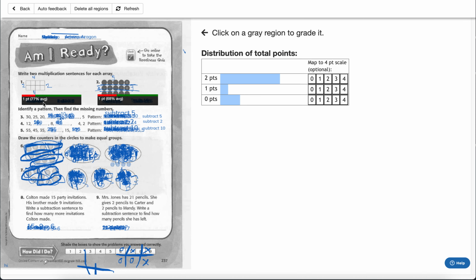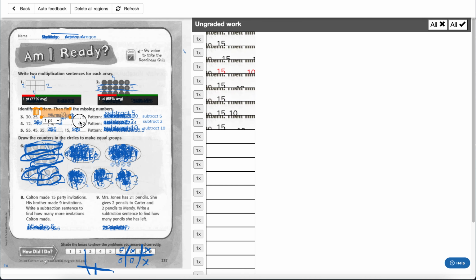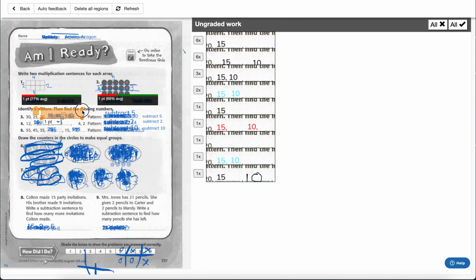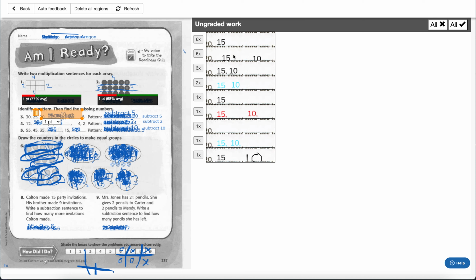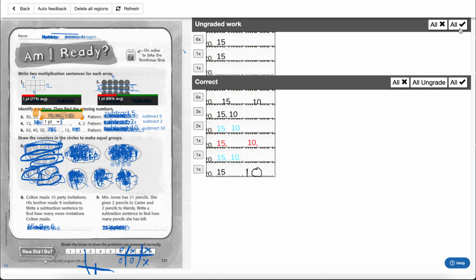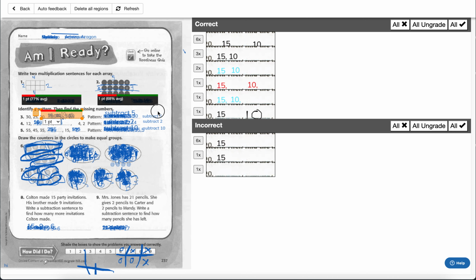And you can see that Skies is already keeping track of how the class as a whole is doing. 77% got the first question correct. 68% got the second question correct. This is already useful information to get. Okay, the next part is identifying patterns. Let's look. It should be 15 and 10, 15 and 10. All these are correct. Everything else is wrong.